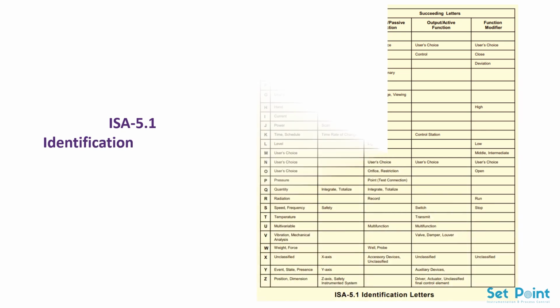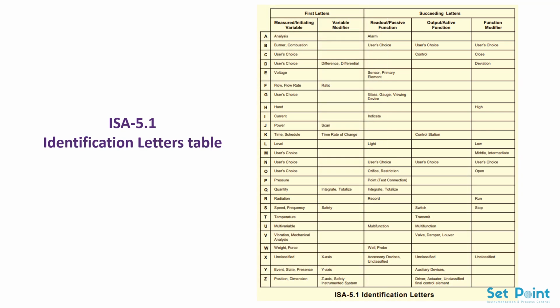Finally, here we have identification letters table for your reference. In some cases, a letter can only be used as a succeeding letter. For example, the letter D would never be used as a first character, but it may be used as a succeeding letter to indicate differential. Thus, the combination PD is valid and would indicate the function of the device is pressure differential, that is, differential pressure.